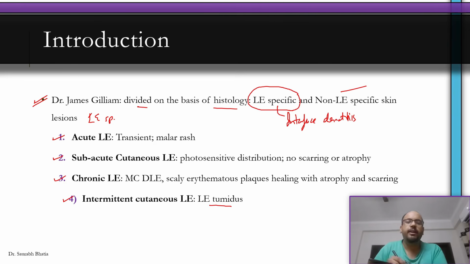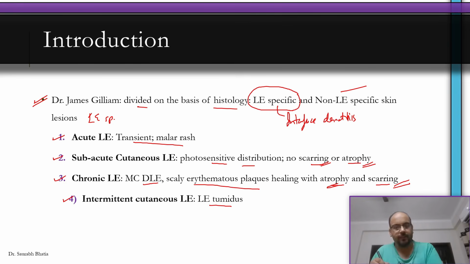Okay. Acute LE was characterized by transient malar rash. Subacute cutaneous LE was in a photosensitive distribution and healed without scarring or atrophy. While in chronic LE, the most common type is discoid lupus erythematosus, which is a scaly erythematous plaque which heals with atrophy and scarring. So atrophy and scarring is seen in the chronic cutaneous form, while the subacute cutaneous form heals with minimal to no scarring or atrophy. Okay, so that's how it was divided into three aspects. Let's move forward.